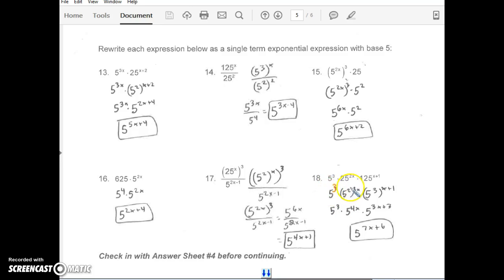So we have 5 to the third. 25 I'm going to turn to 5 squared. Taking that to the 2x will give me 5 to the 4x. 125 is 5 to the third. Taking that to the x plus 1 is 3x plus 3 for my exponent. Now they all have the same base, and it's all multiplication. So I'm going to add all my exponents. Looking for like terms, I've got a 4x and a 3x, and I have a 3 and a 3. So 4x and 3x is 7x, and 3 and 3 is 6. And that's my new expression.